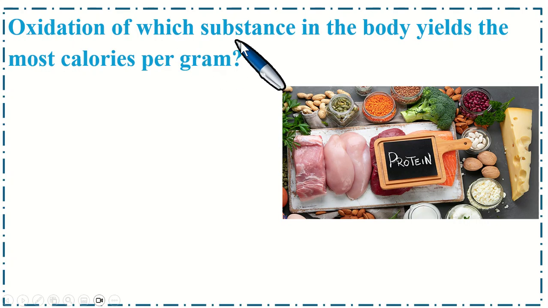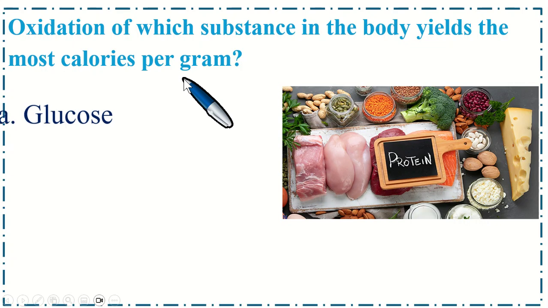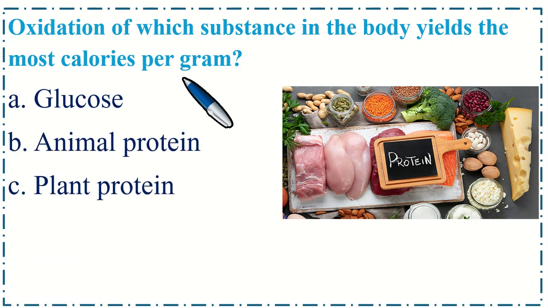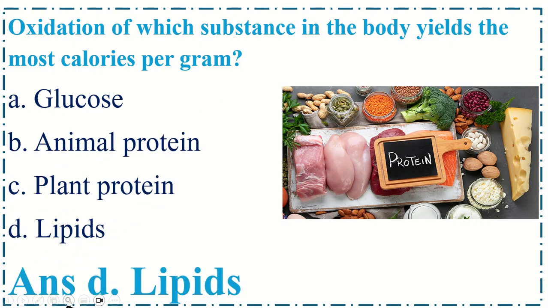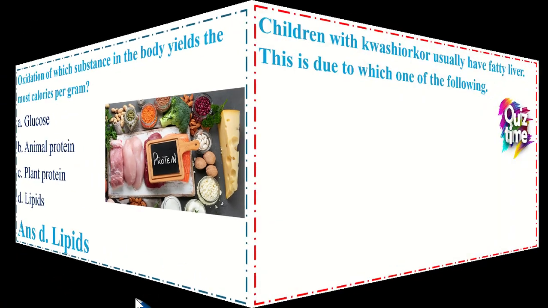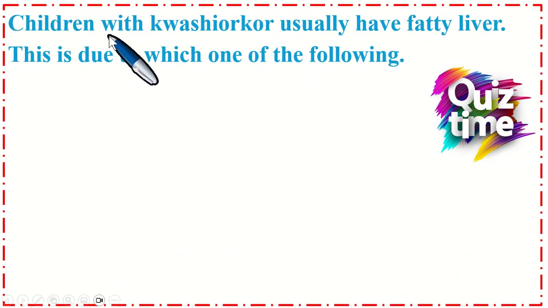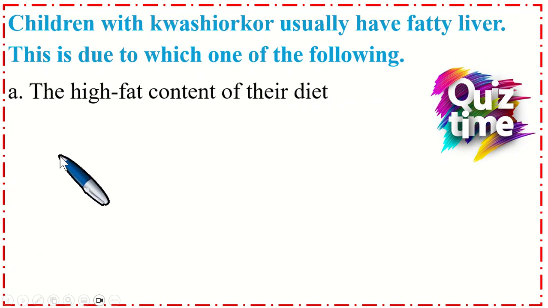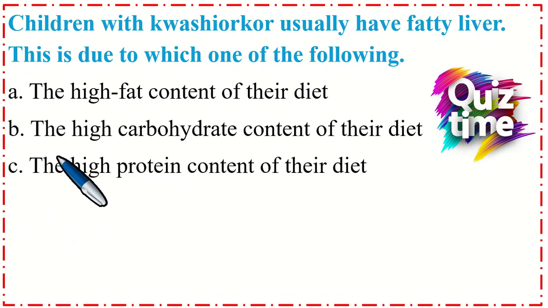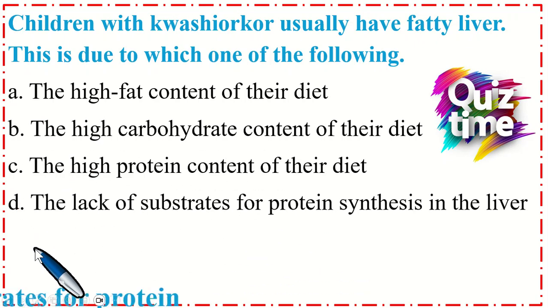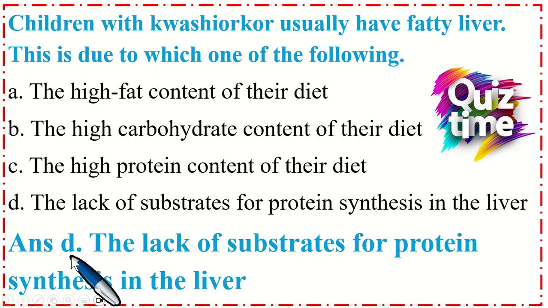Oxidation of which substance in the body yields the most calories per gram? Correct answer is D. Lipids. Children with kwashiorkor usually have fatty liver. This is due to which one of the following? Correct answer is D. The lack of substrates for protein synthesis in the liver.